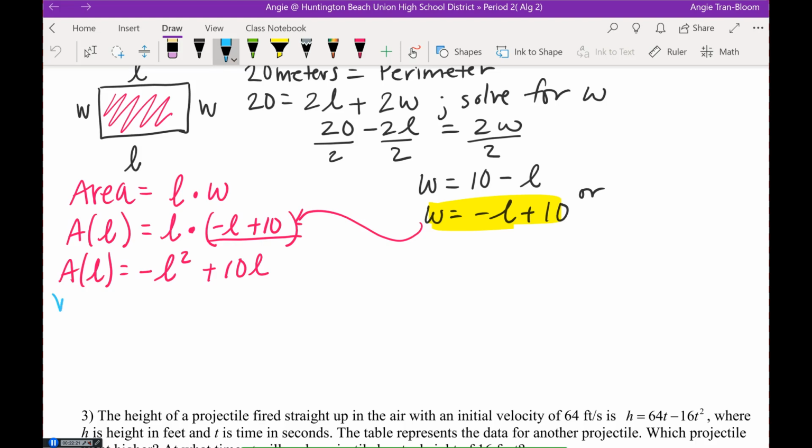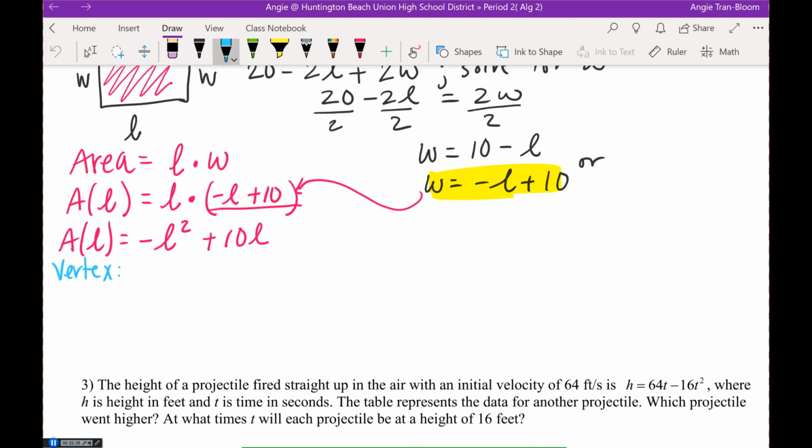Okay. Vertex. How do we find the x-coordinate of the vertex? Negative b divided by 2a. Okay, b is 10, so it's negative 10. A is negative what? 1. So divide both top and bottom. Negative 10 divided by negative 2 is now 5. 5 represents what? The L, right? Okay. Remember, be mindful of what you're trying to achieve.